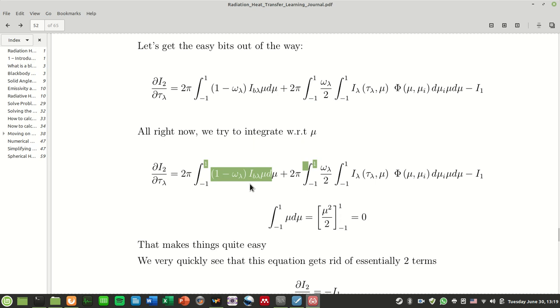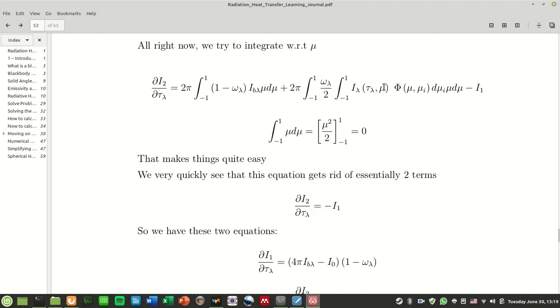Firstly over here, this term here, we can get this term out: I minus 1 minus omega, the bracket, then IB lambda. And this term here just drops out, because if you integrate this term like this, you will see that it just drops to 0, which is quite interesting. So that makes it easy because this whole term actually becomes 0. And likewise, when we do something similar with this term here, we integrate it with the mu d mu. Again, the same thing happens. You get it dropping out to 0. So it essentially simplifies the equation a lot.